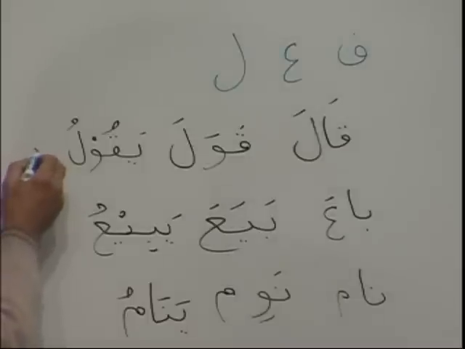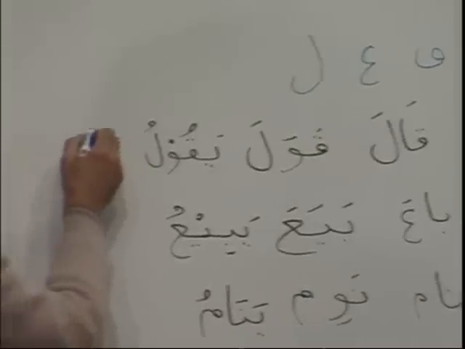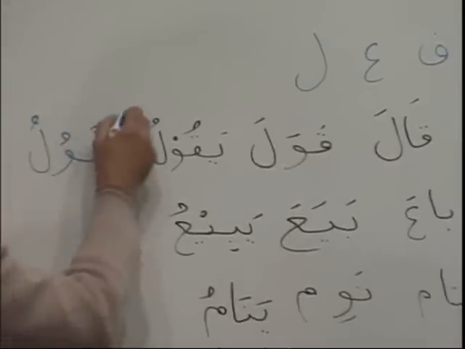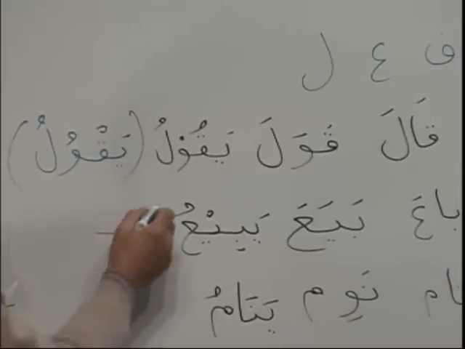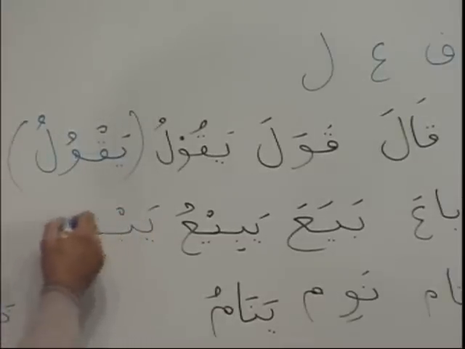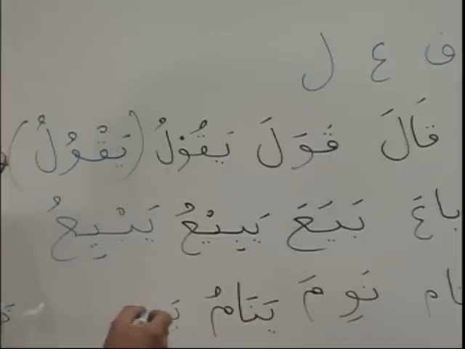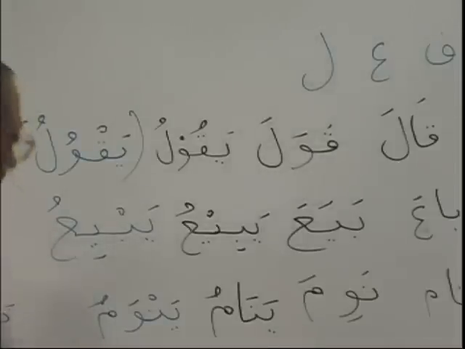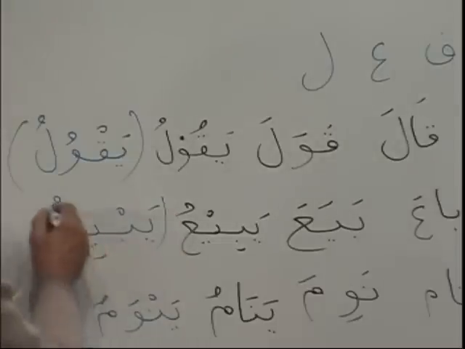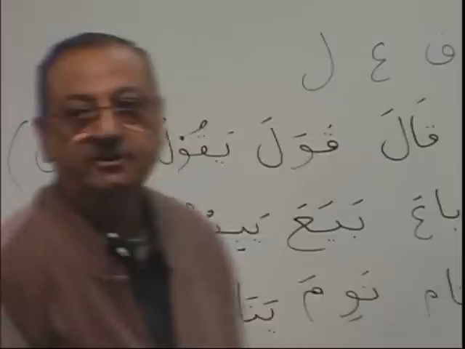Originally, it was yakwulu. And this was yabyi'u. See, now we are going in detail. And this is nawama, became yanwamu. Now, yanwamu changes into yanamu. These are the changes that take place, brothers and sisters. So keep that in mind. There are only three forms in ajwaf.